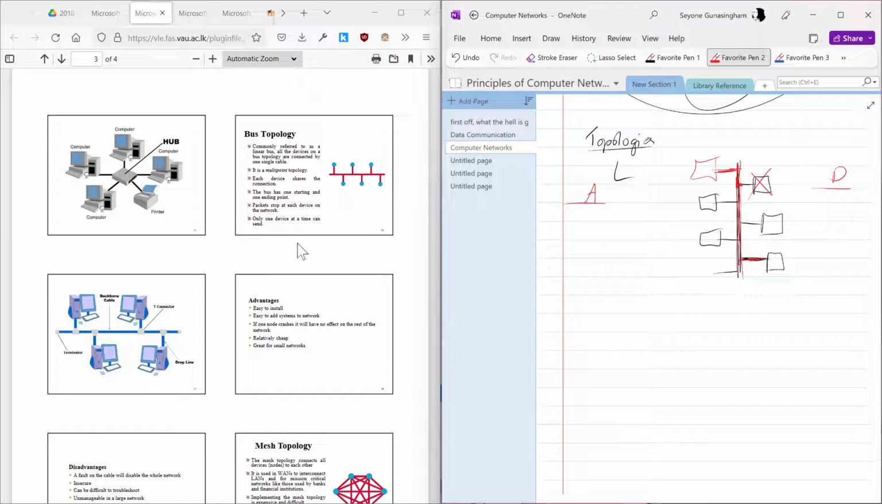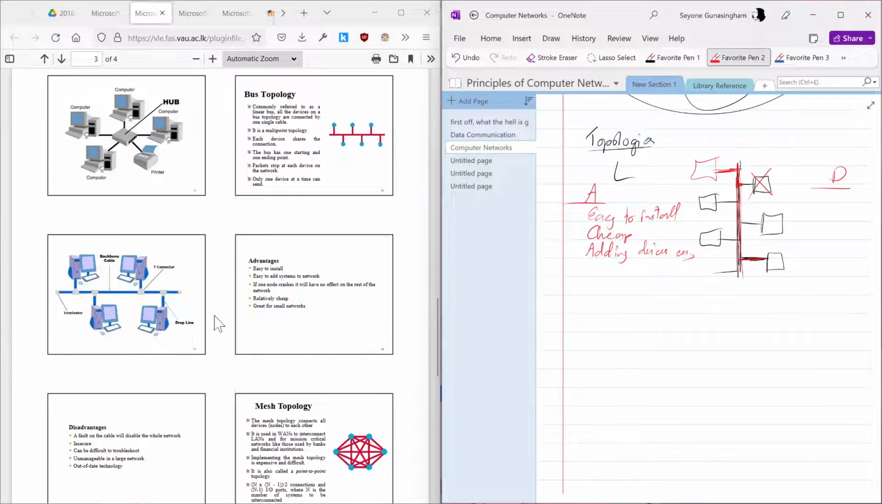But no, bus is pretty easy to install. It's fairly cheap. The trunk may be expensive, but drop down cables are cheap, and it's fine. It's pretty good if you're doing a small network, right? Advantages: easy to install, cheap, and adding devices is easy. Boom. So yeah.